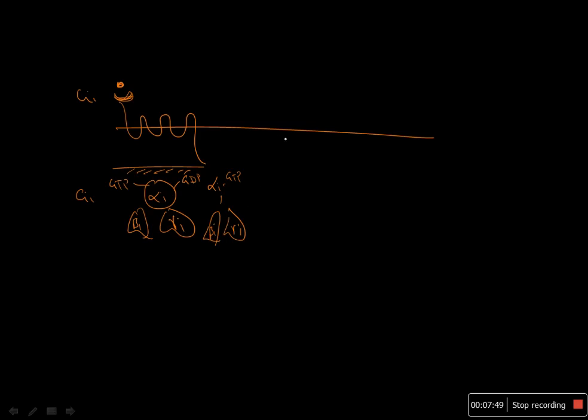Now alpha inhibitory has a special effect on a special enzyme. This is adenylyl cyclase. Alpha inhibitory will go to adenylyl cyclase and inhibit it. Once alpha inhibitory inhibits adenylyl cyclase, there will be no more conversion of ATP to cyclic AMP. So the levels of cyclic AMP would go down because adenylyl cyclase is inhibited.